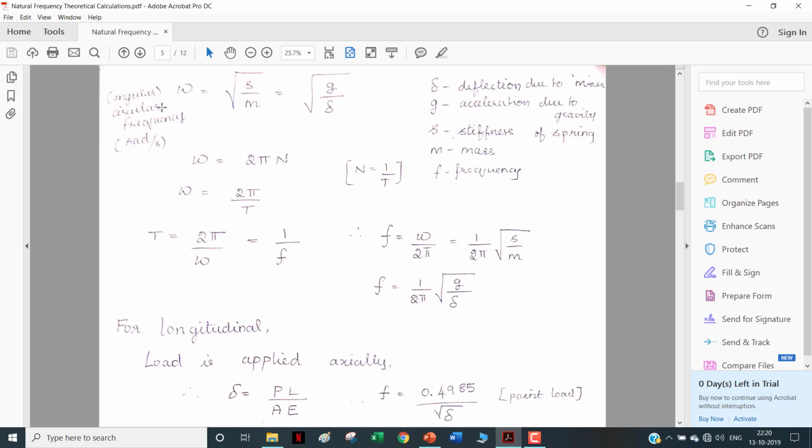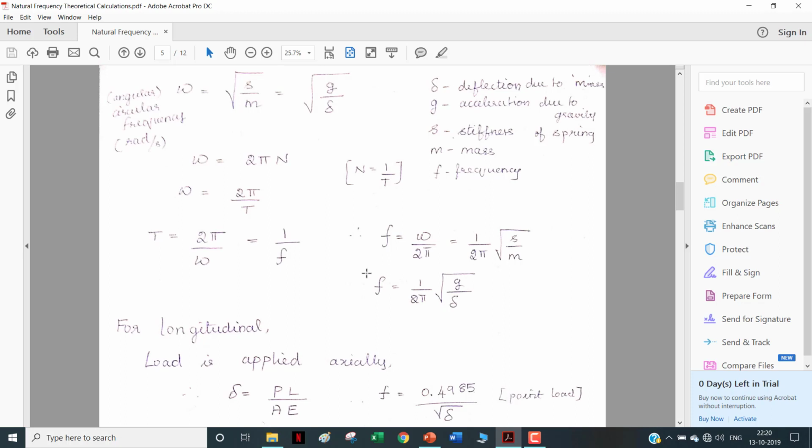In order to convert this, we know that omega is equal to 2 pi n, and n can be written as 1 by time period. So omega equal to 2 pi by time period. If I rewrite this, I will get time period equal to 2 pi by omega, which is 1 by frequency. And if I rewrite this equation, I'll get frequency equal to 1 by 2 pi into root of g by del.